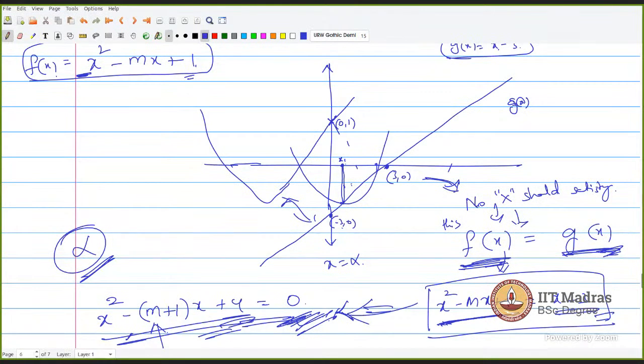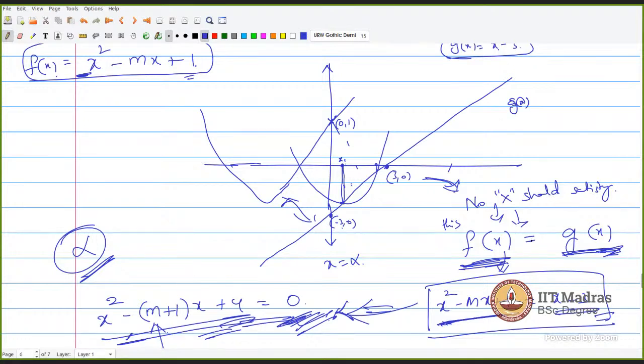And also, if Aditya makes sure that the structure does not collapse, then the discriminant of f of x minus g of x, which is the quadratic equation we are seeing on the screen right now, must be less than 0. Sir, but in the first option, f of x is equal to g of x, the question tells us that the structure collapses if it touches or intersects.